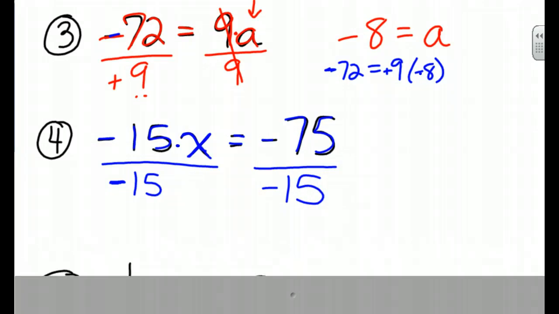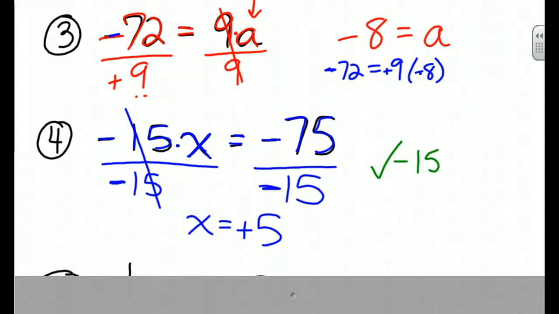And what do we get? We know this equals 1. So what do we have left over here? We have our x. Now a negative divided by a negative is going to give us a positive answer. So 75 divided by 15 is going to give us a positive 5. Now if we go over here to our check portion, does negative 15 times 5 give us a negative 75? And it does, because again, a negative times a positive will give us that negative answer.